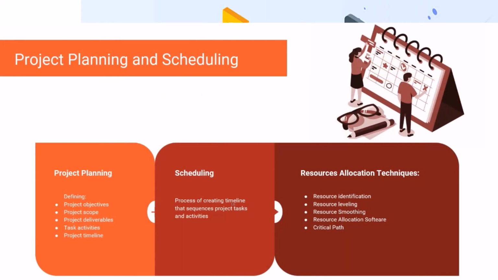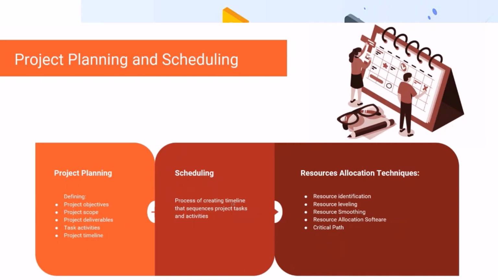Let's talk about project planning and scheduling. In project planning, you need to go through the following processes: defining the project objectives, project scope, project deliverables, task activities, and project timeline. These are the key things under project planning.